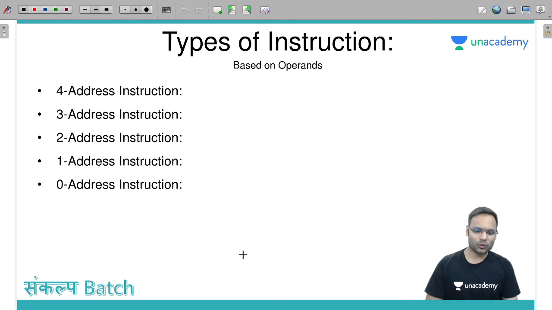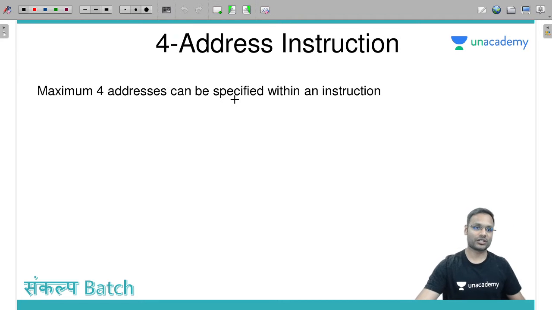Types of instructions, various types of instructions we can have. Different types of instructions I have marked here: 4 address, 3 address, 2 address, 1 address, 0 address instructions, based on the operands. So let's talk about these instructions one by one.